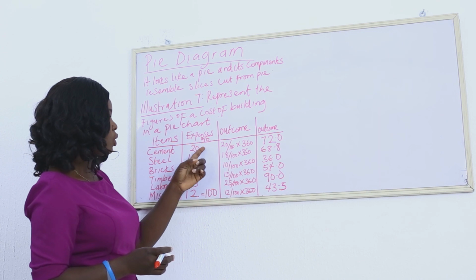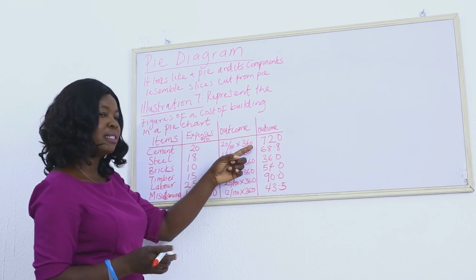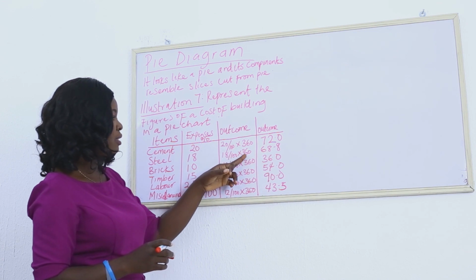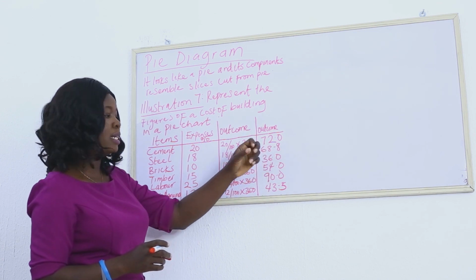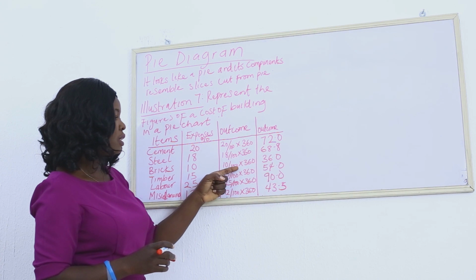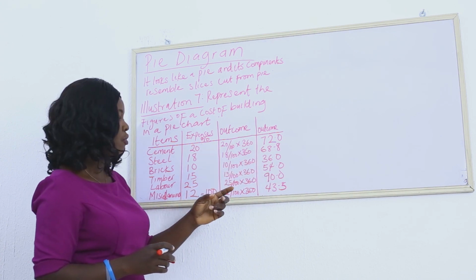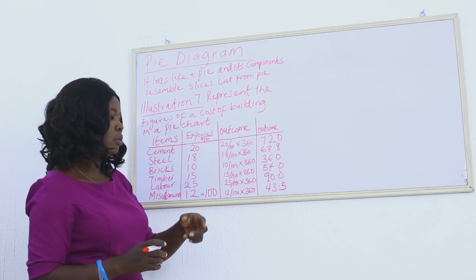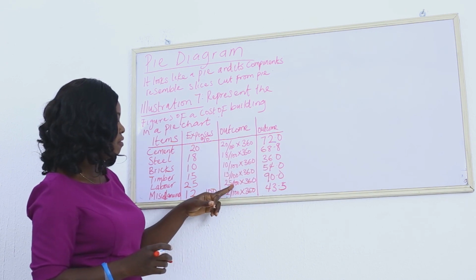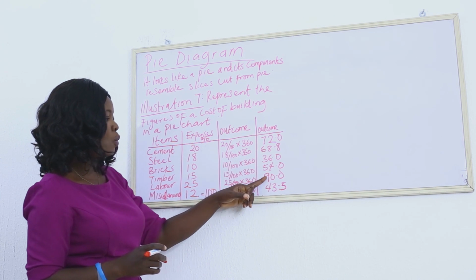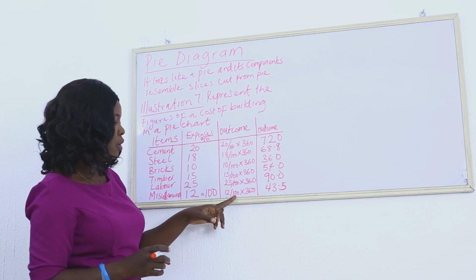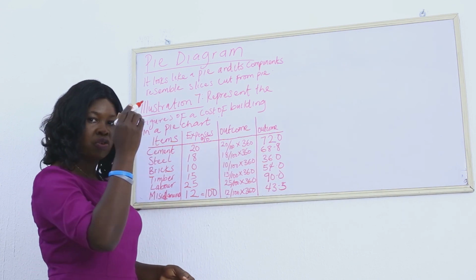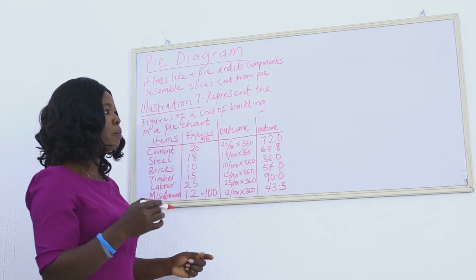20 divided by 100 times 360 degrees, we have 72 degrees. 18 divided by 100 times 360, we have 68.8 degrees. 10 divided by 100 times 360, we have 36 degrees. Then 15 divided by 100 times 360, we have 54 degrees. Then 25 divided by 100 times 360, we have 90. Then 12 divided by 100 times 360, we have 43.5. So I'm going to draw the pie diagram or the pie chart.